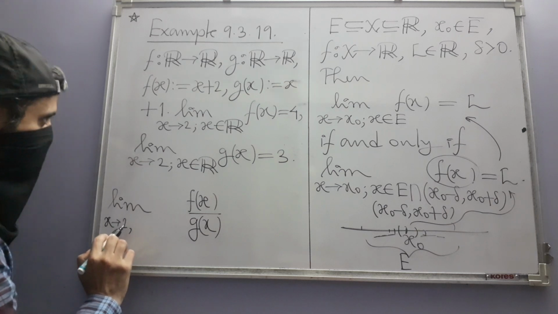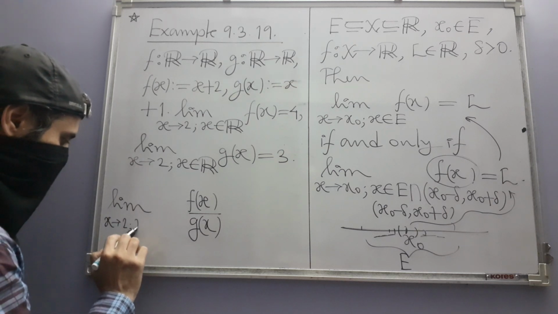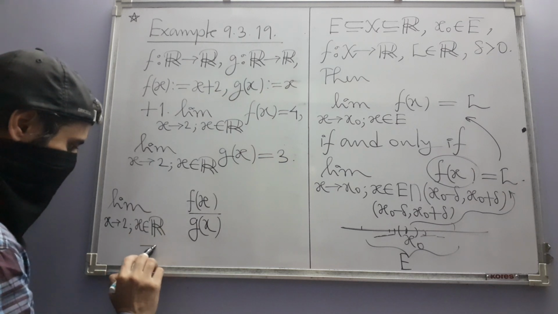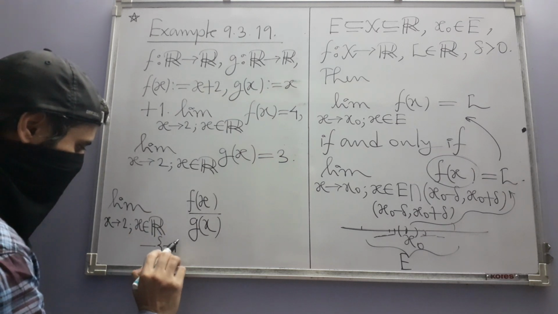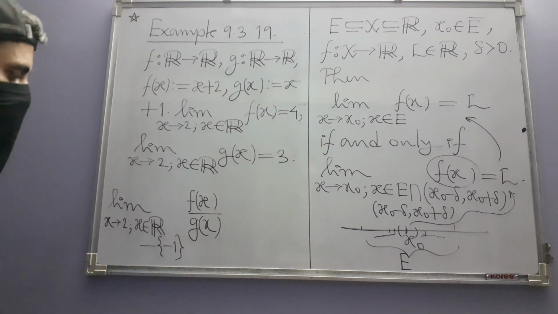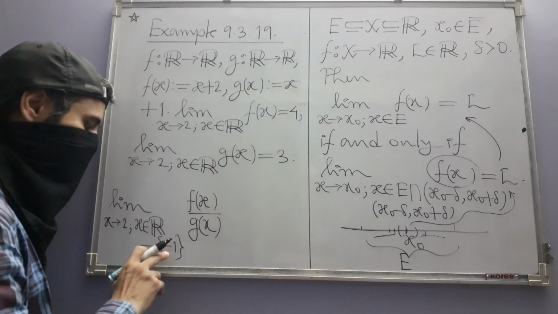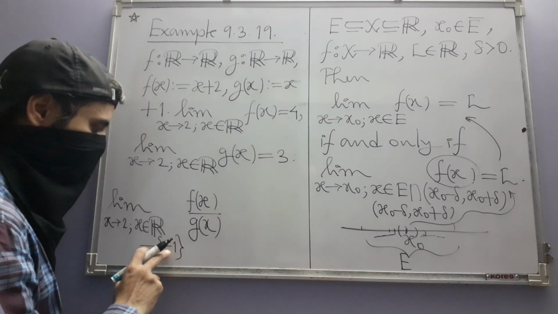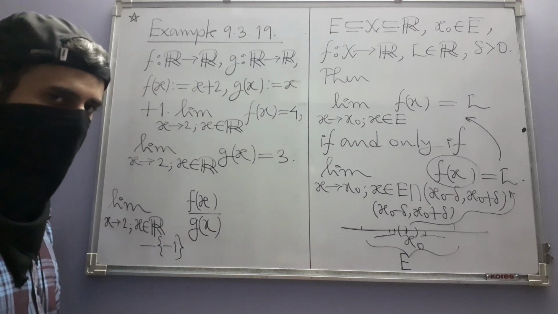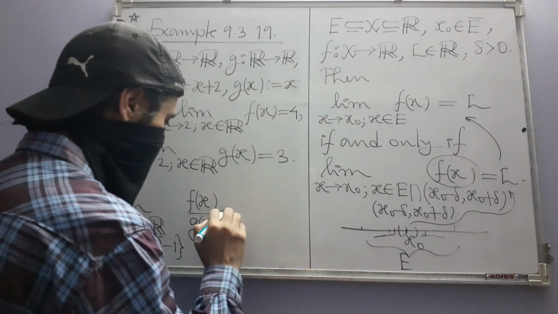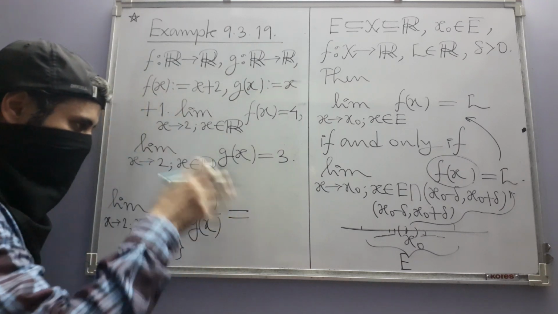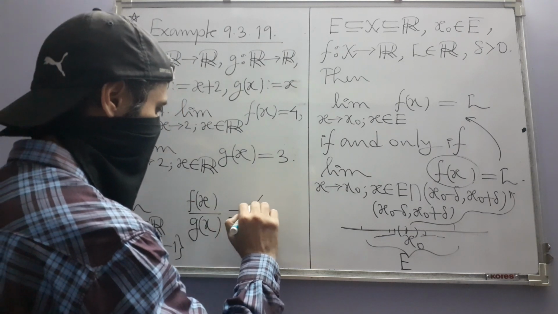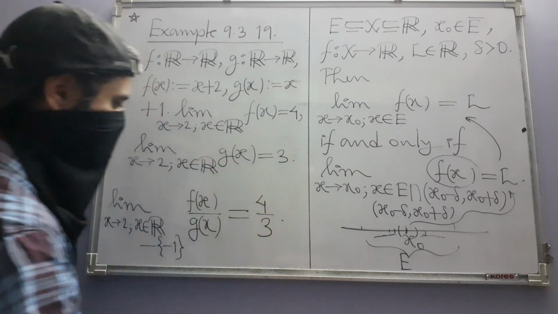X is still approaching 2, but now x is being taken from R, from which minus 1 has been removed. There is a small mistake in the text where the author has removed 1 from R. That will be minus 1. So now by that quotient rule from algebra of limits, this will be what? 4 over 3.